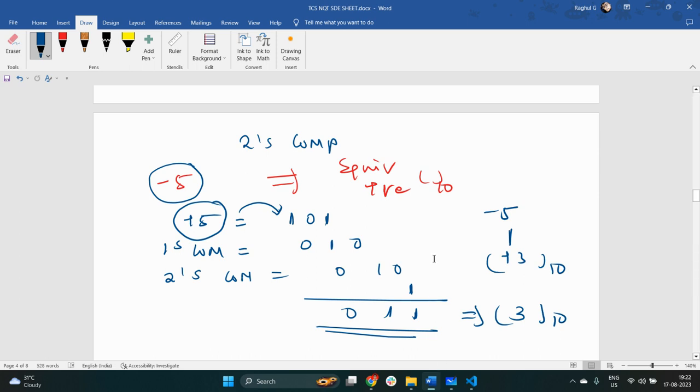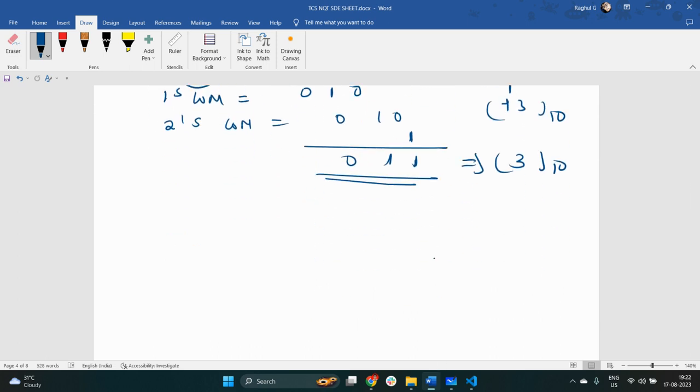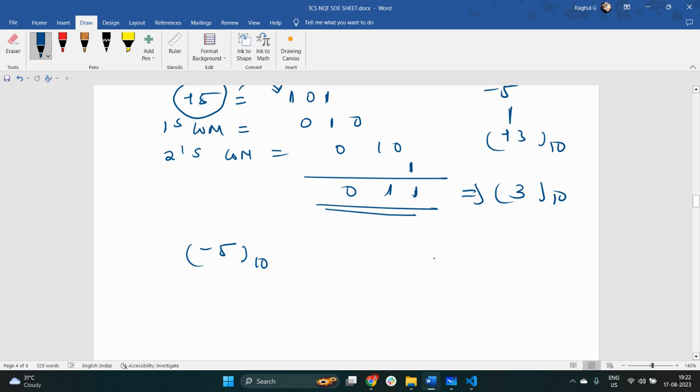Okay, so let's get back to this. When we started with -5, we represented -5 in terms of a positive 5, which is 101, nothing but a 3 digit binary number. Its equivalent number is plus 3 to the base 10. We found that the positive decimal equivalent of -5 is plus 3, and its equivalent binary number is 0 1 1.